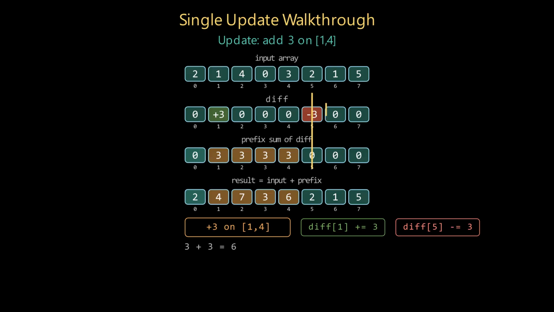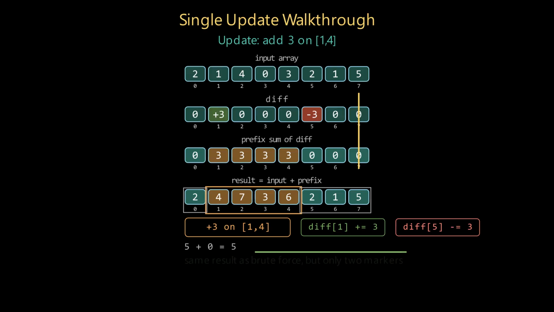Index 5 has minus 3. Add it to the running sum, and running returns to 0. The result is input 2 plus 0, which is 2. Index 6 has diff 0, so running stays 0. The result is input 1 plus 0, which is 1. Index 7 has diff 0, so running stays 0. The result is input 5 plus 0, which is 5.